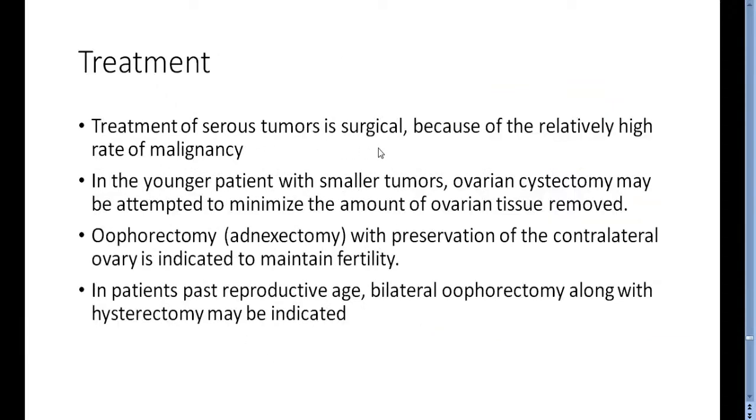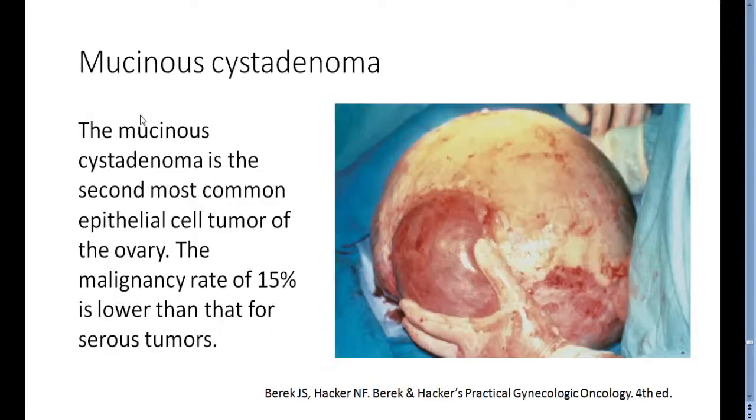Treatment is usually surgical because of the relatively high rate of malignancy. In younger patients with small tumors, a simple ovarian cystectomy, removal of the cyst, may be attempted to minimize damage of the ovarian tissue. Oophorectomy or adnexectomy, ovary with the tube, with preservation of the contralateral ovary, is indicated for patients who desire future fertility. In patients after reproduction, bilateral oophorectomy, sometimes with hysterectomy, is recommended.